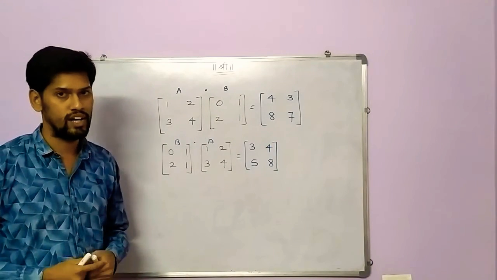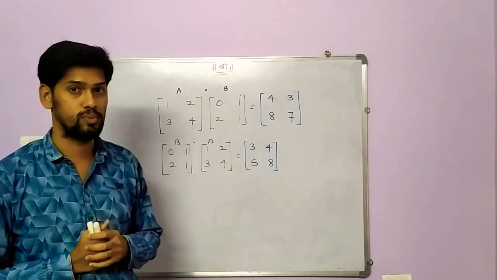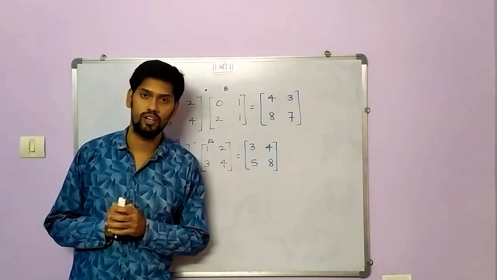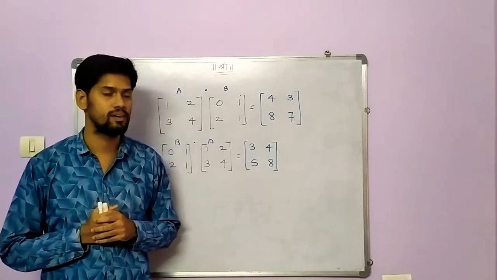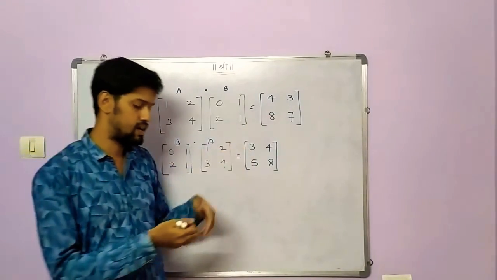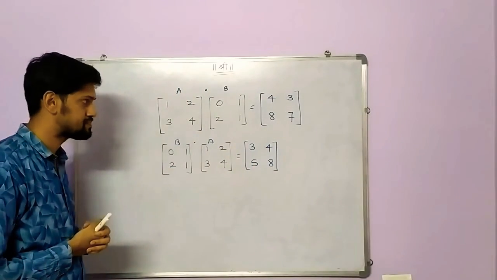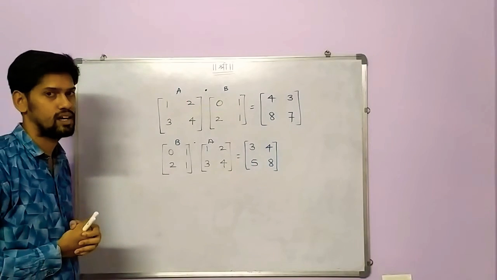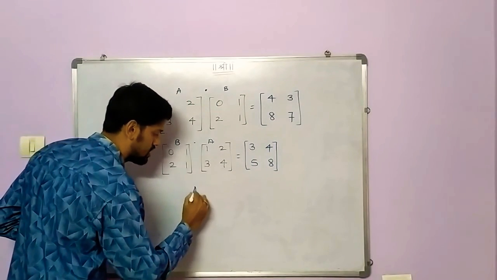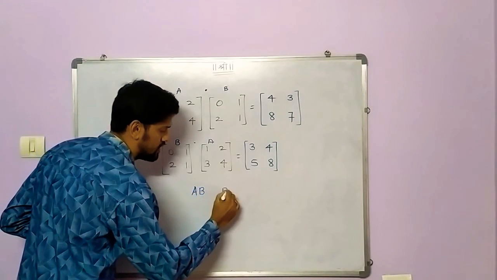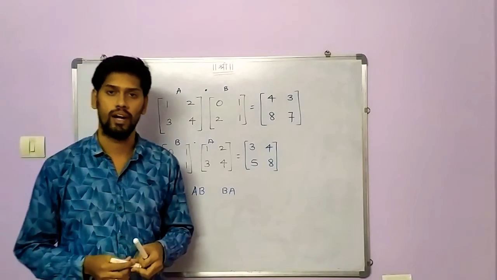We had seen equality of matrices. In that case, what we had said is for the two matrices to be equal, they should have the same order and the corresponding elements of both the matrices should be same. But here if you observe, this matrix is of order 2 by 2, this matrix is also of 2 by 2, but the corresponding elements are not same. Hence, A into B and B into A need not be equal in matrices.